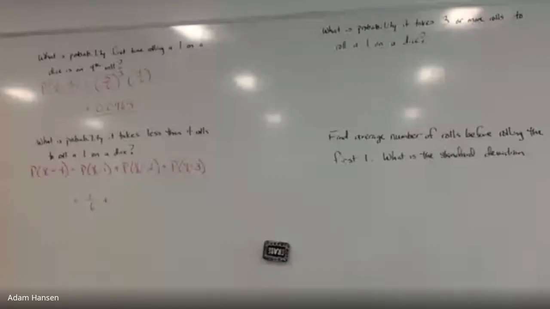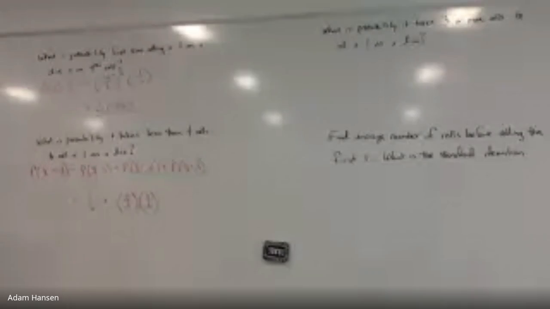Getting the first 1 on the second roll. If I get the first 1 on the second roll, how many times do I not get a 1? How many times do I fail? Once. So that would be 5 out of 6. I missed the 1 on the first roll, I get the 1 on the second roll. So 5/6 times 1/6.